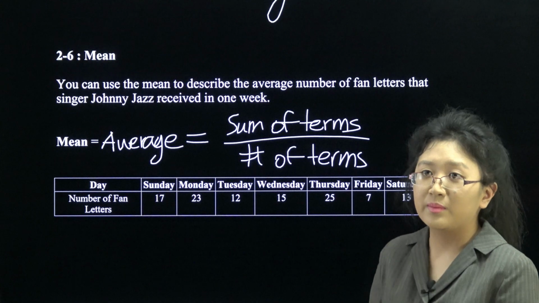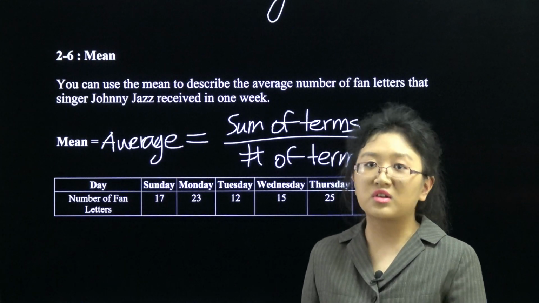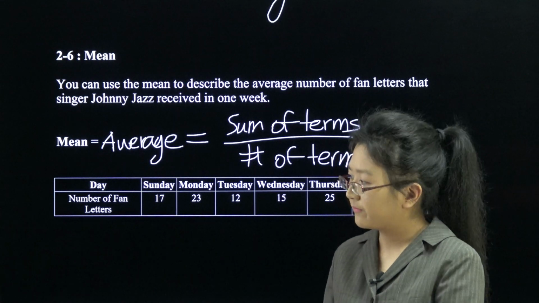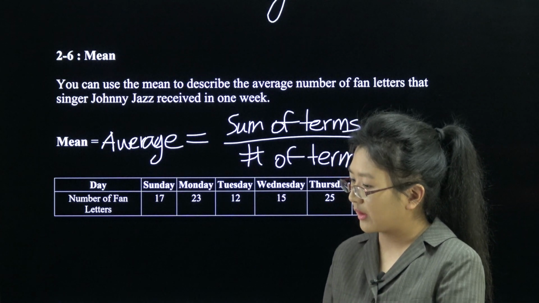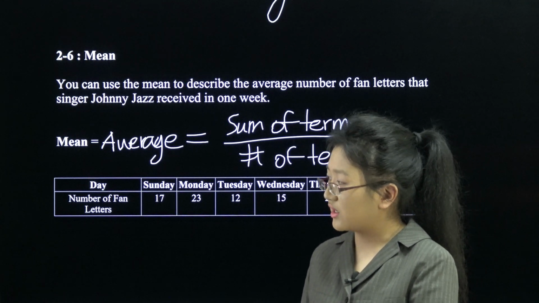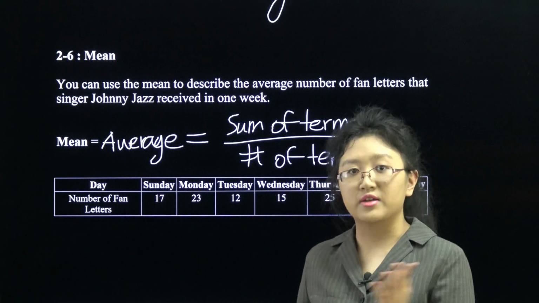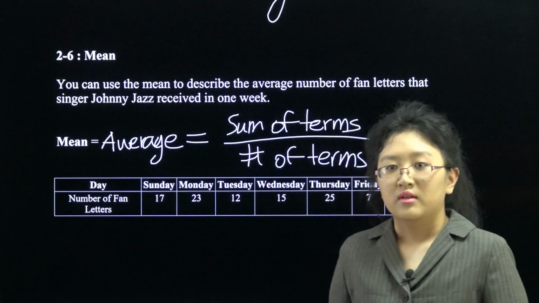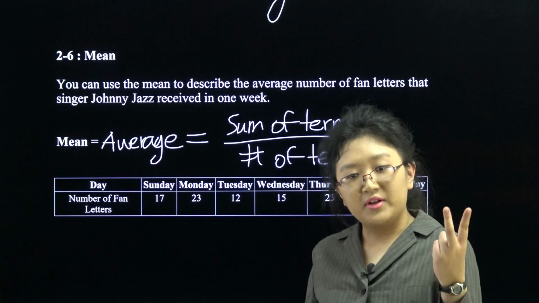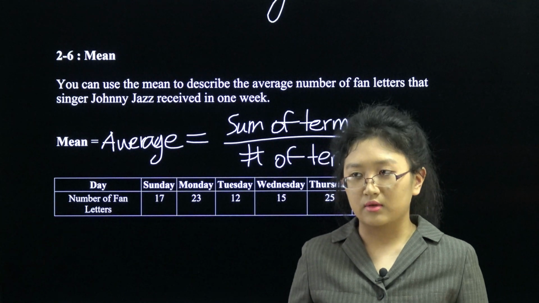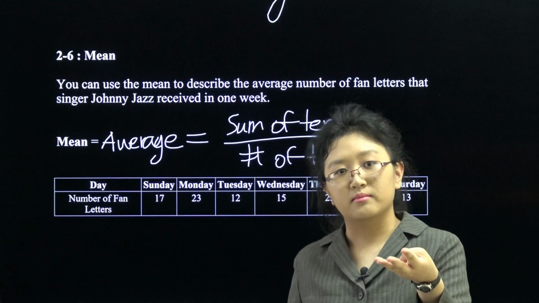For another example, it would be 1, 3, and 5. Well, actually, no. Let's do something else. 1, 3, and 8. So that's 3 terms, and then 1 plus 3 plus 8 is 12, and the average of that is, well, 12 divided by 3, which is 4.